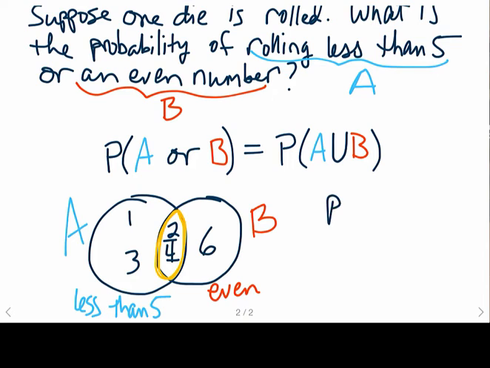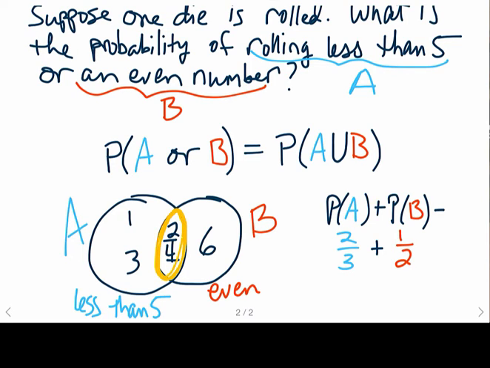So it's not actually going to work out that it's the probability of A plus the probability of B. That's just not going to work because the probability of A, rolling less than 5, we saw to be 2/3. The probability of B, rolling an even number, is 1/2. And if we add those two numbers together, we end up with something that's bigger than 1, and that's just not allowed. So what we actually have to do is subtract off the probability that you're both even and less than 5. In other words, the 2 and 4 got double counted.